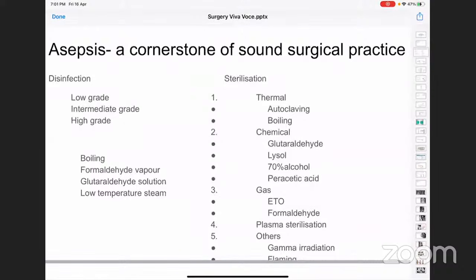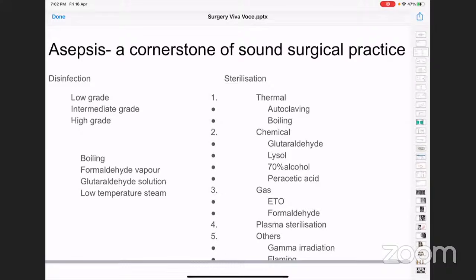We also have something known as high pressure autoclaving, where you use a higher temperature of 134 degrees Celsius and you use 2 atmospheres of pressure. And you have shorter contact times because you're using higher temperature and pressure, and usually 3 minutes will suffice.